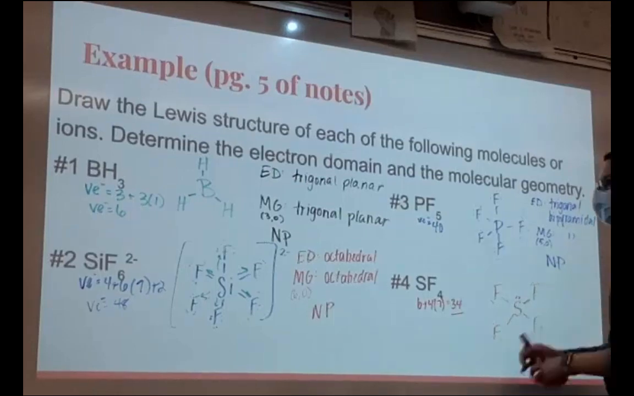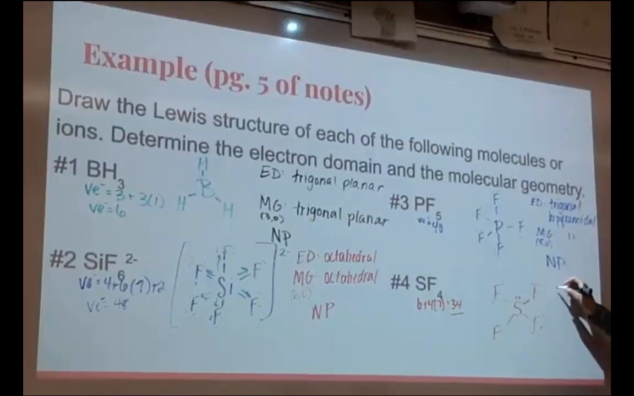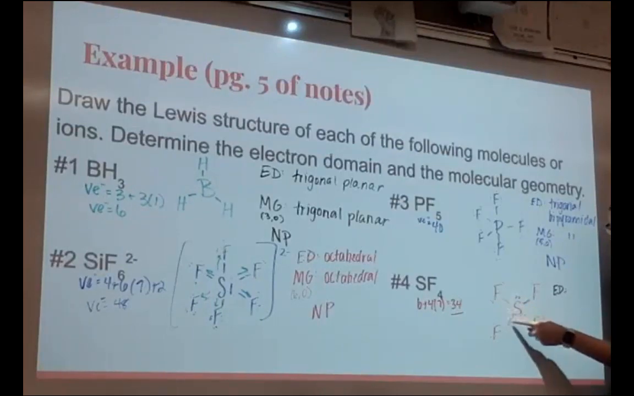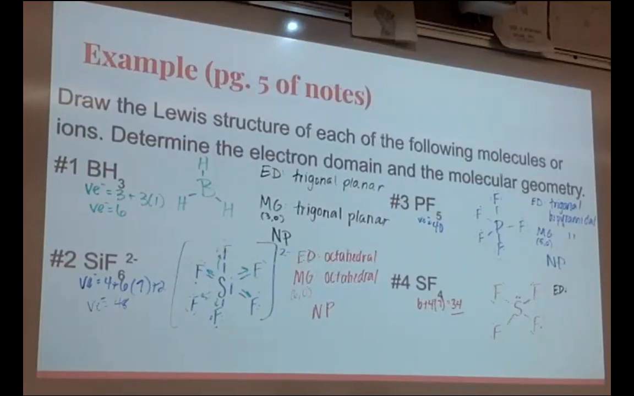So here's where we'll look at electron domain and molecular, and in this case they're not going to be the same. So the electron domain geometry, I have 1, 2, 3, 4, 5 areas of electrons around the central atom. It doesn't matter whether they're bonds or lone pairs, but there are 5 areas of electrons. What electron domain geometry is 5 areas of electrons? Trigonal bipyramidal. The electron domain geometry is always one of the fundamental shapes.